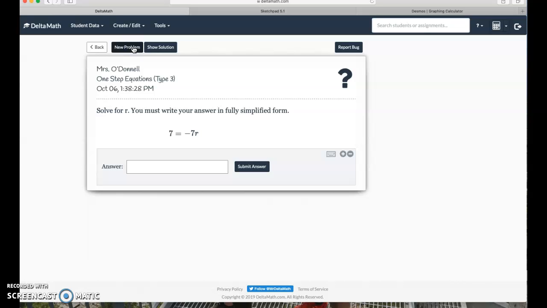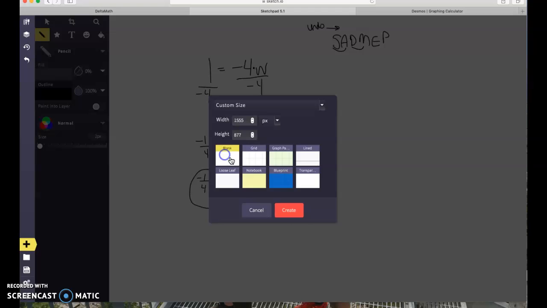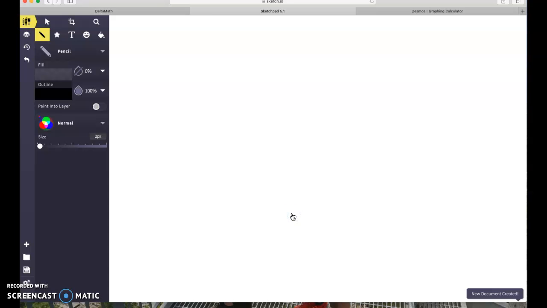Okay, let's try another one. Write your answer in fully simplified form. Again, this is pretty intuitive. We know that r is going to equal negative 1, right? You might be able to see that right off the bat. It's a simple problem, but we're not just learning how to be intuitive, we're learning how to develop our steps for solving, okay? And whenever we're solving, we're using those inverse operations. So I want to really think through each step that I'm doing here, okay?